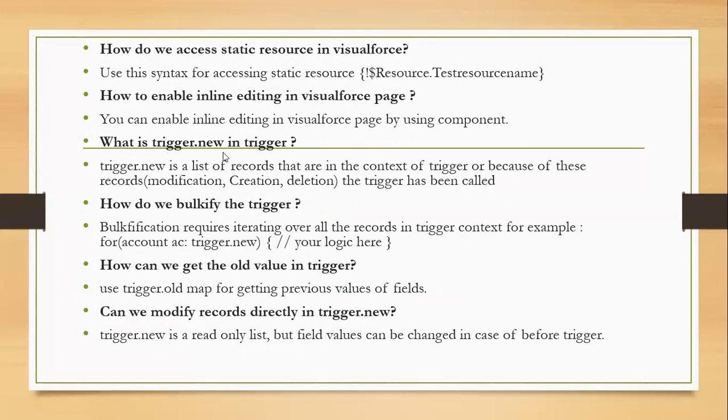Next question: what is Trigger.new? Trigger.new is a list of the records that are in the context of the trigger, because of these records' creation or modification, the trigger has been called.